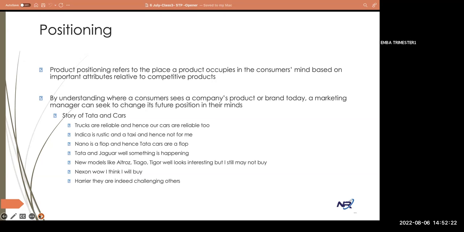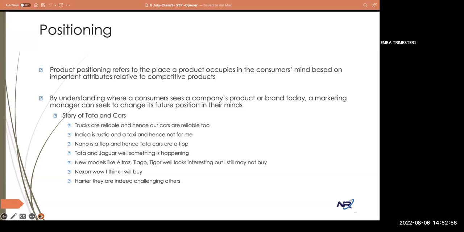Now look at the problem with Tata. Tata began with good intentions, but they got stuck somewhere. Then they came up with the Nano. And you know what happened with the Nano? Nano was a super flop. And hence all Tata cars started flopping. Look at the positioning of Tata. Tata said, our trucks are reliable, so my customers would assume that my cars are reliable. Cars were reliable, but it didn't go well.